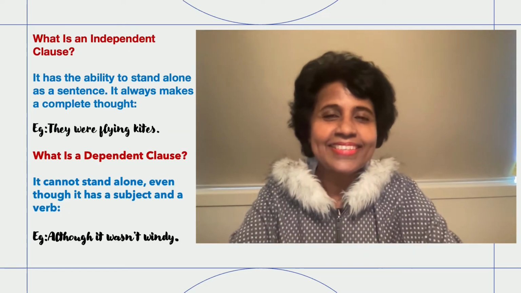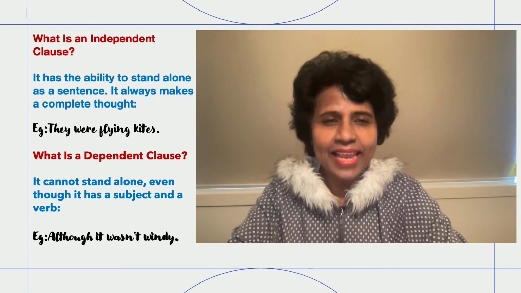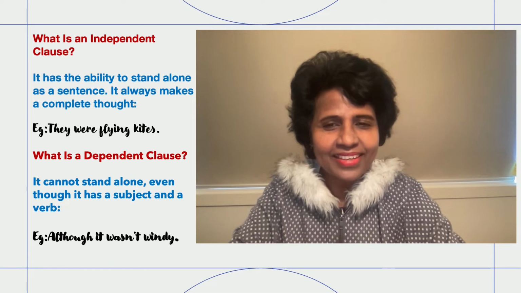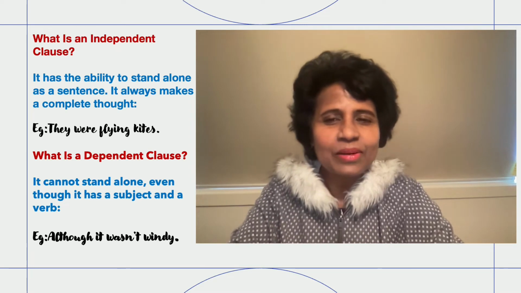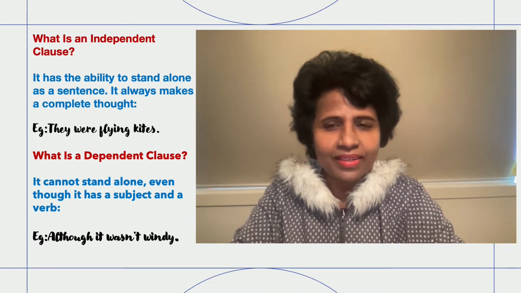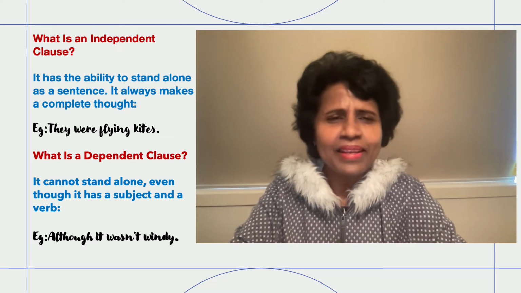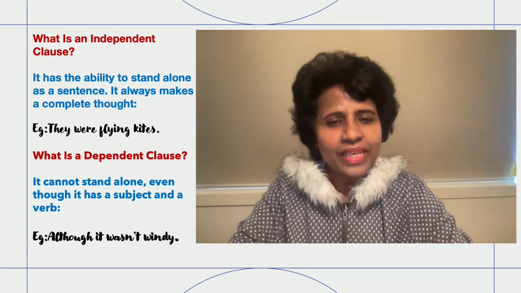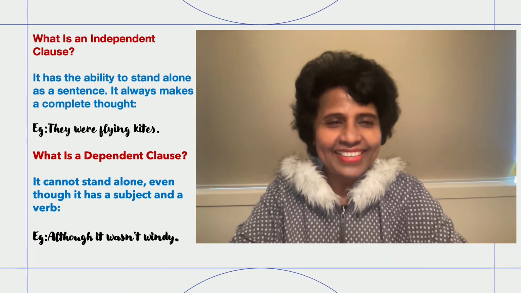Now let's see what these two types of clauses are. An independent clause has the ability to stand alone as a sentence, and it always makes a complete thought. For example, they were flying kites. On the other hand, a dependent clause cannot stand alone even though it has a subject and a verb. For example, although it wasn't windy. So this clause doesn't make any sense because of the attachment of the subordinating conjunction, although. So we need to join it with an independent clause to make sense and to make a complex sentence. All right?